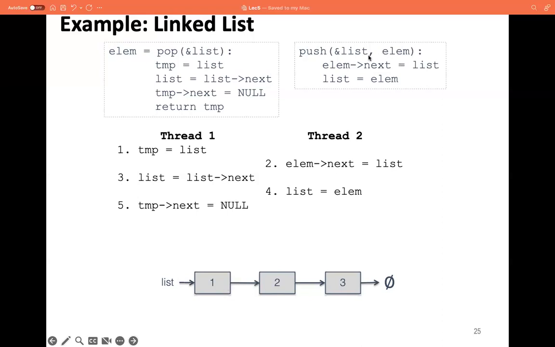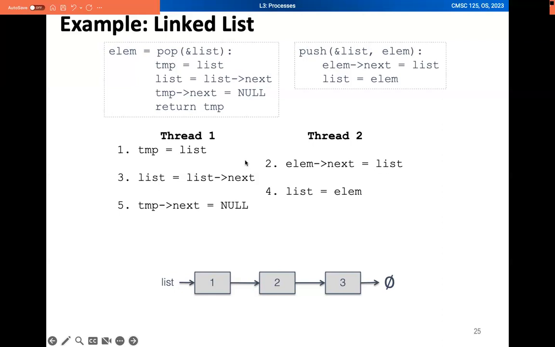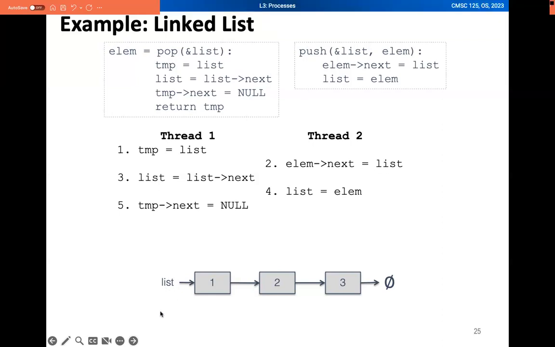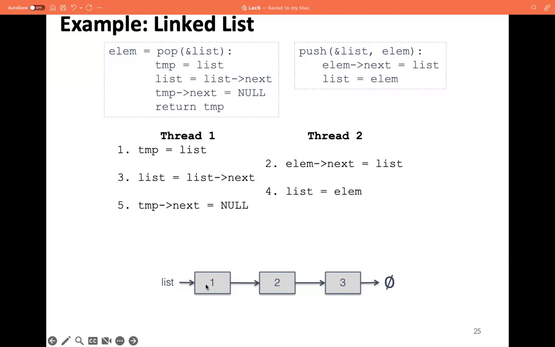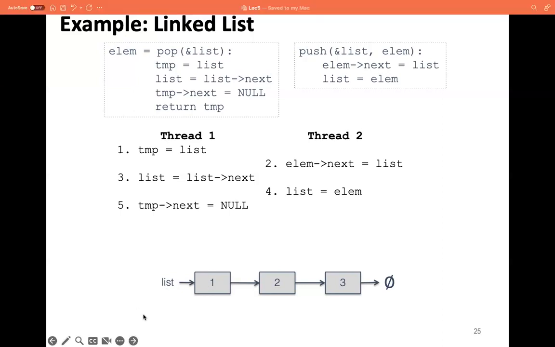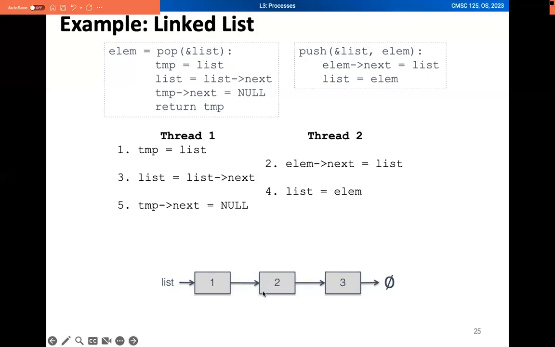While for push, we are going to have a new node element, lm, which points to the top of the list, okay? And then the new pointer of the list will be lm. So now we have added a new element on the top of the list.